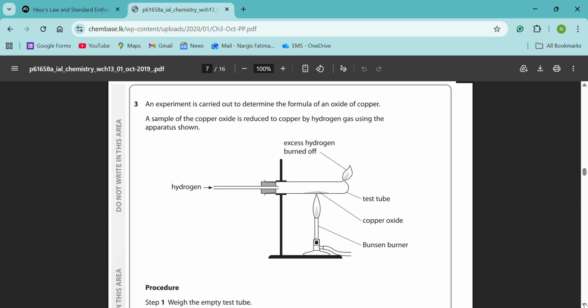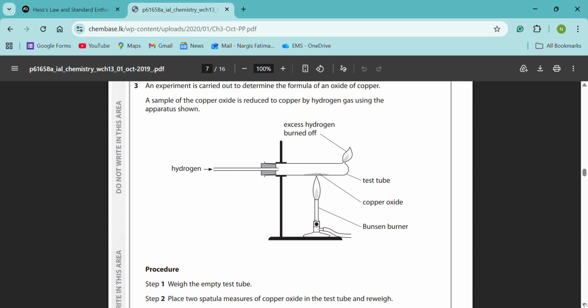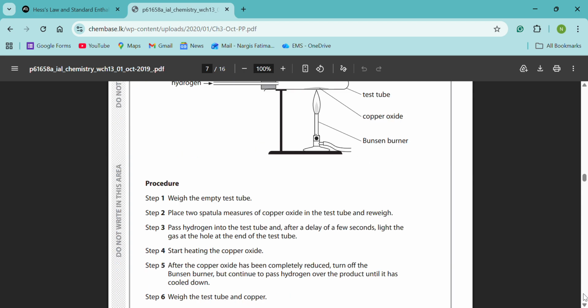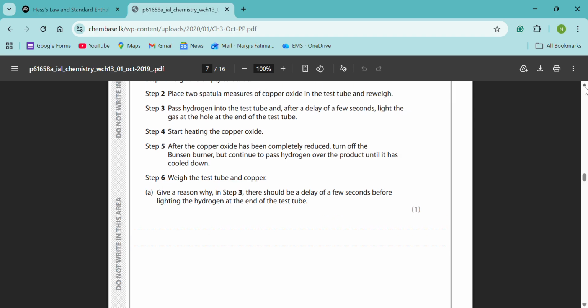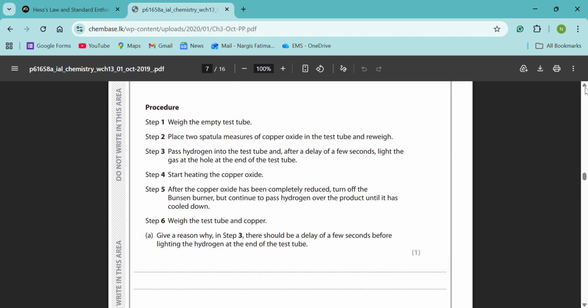In question number 3, an experiment is carried out to determine the formula of an oxide of copper. They have given us the diagram as well as the procedure. Give a reason why in step 3 there should be a delay of a few seconds before lighting the hydrogen at the end of the test tube. In order to answer this question, first read the procedure.